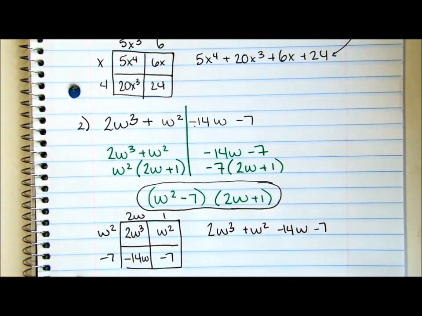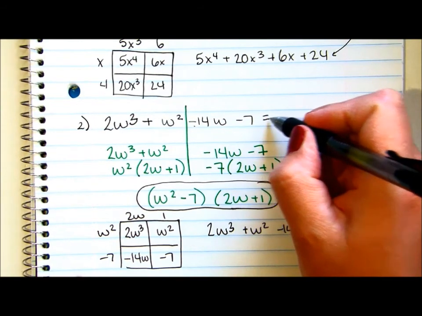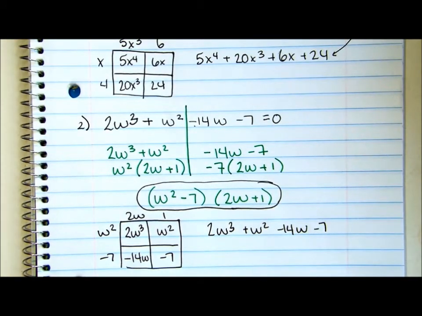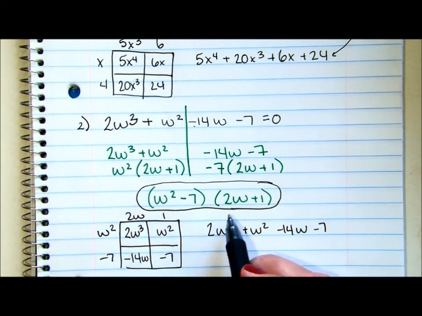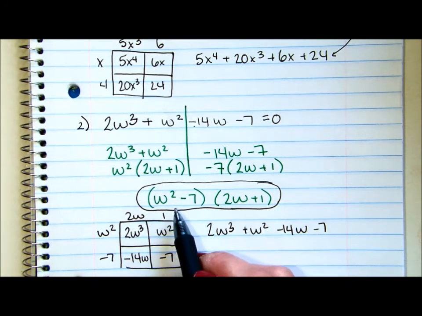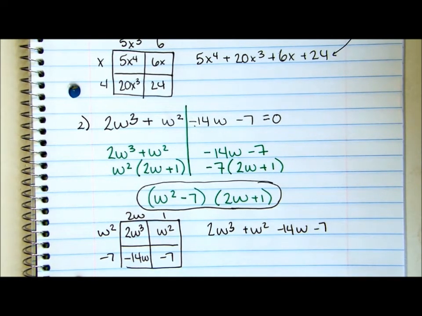Now, in your assignment, you may see a problem that has an equals 0 on the end. If that's the case, then what we're going to do is just simply set each one of these parentheses equal to 0, and we'd solve them individually. And that way, we're not only factoring, but we are also solving.